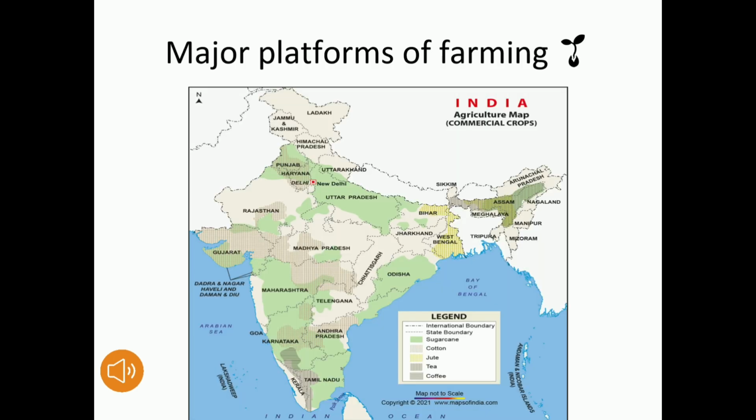The map on the major platforms of farming. The key points of the map comprise sugarcane, cotton, jute, tea, coffee, and international boundaries or state boundary.